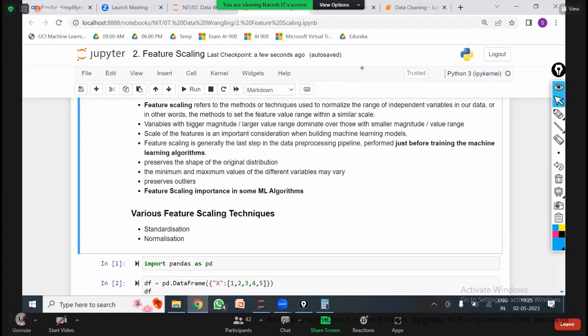When we have to apply standardization and when we have to apply normalization, these things we are going to discuss in tomorrow's class, because in the next 5-10 minutes, we can't complete this one. We'll continue in tomorrow's class. Along with feature scaling, encoding and discretization, these three techniques we'll complete in tomorrow's class.